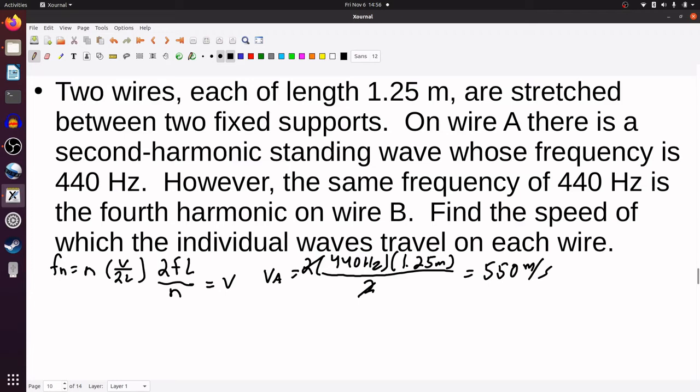And then the same thing for v of B. We have 2 times 440 times 1.25, and it says it occurs on the fourth harmonic. So the harmonic corresponds to n, so I divide by 4. And so basically now I'm just going to take 440 times 1.25, and then divide by 2, because 2 over 4 is 1/2, and you're going to get 275 meters a second.